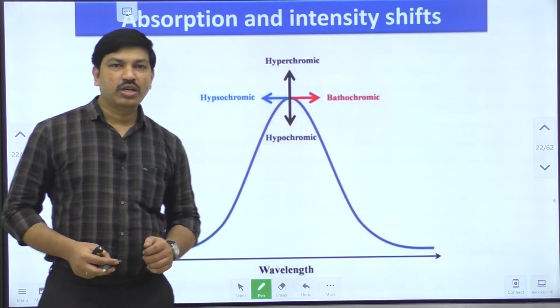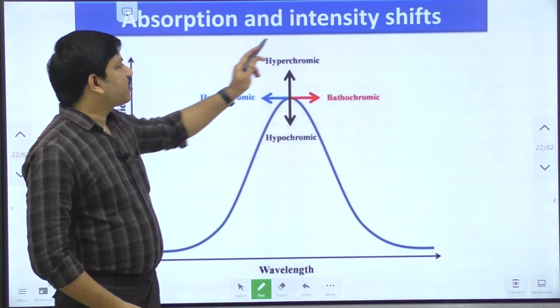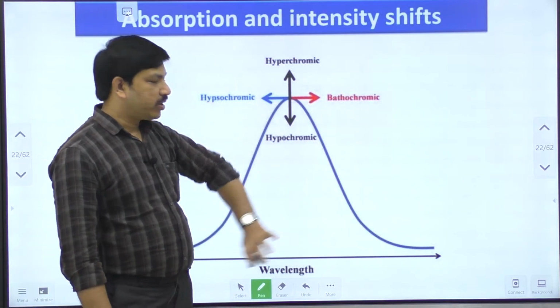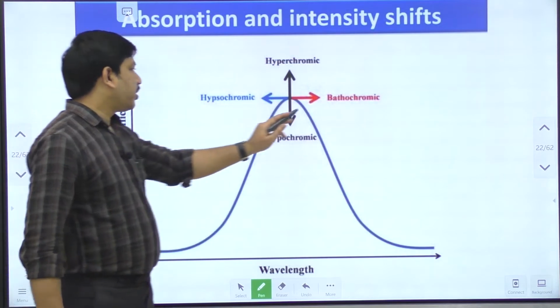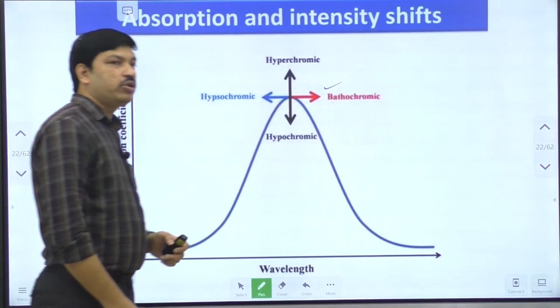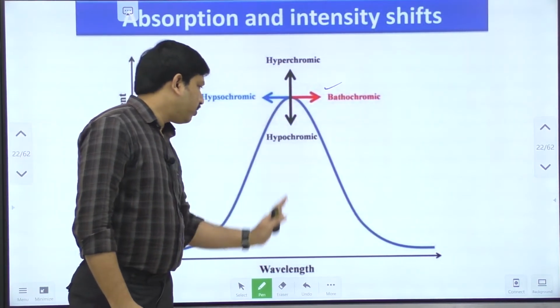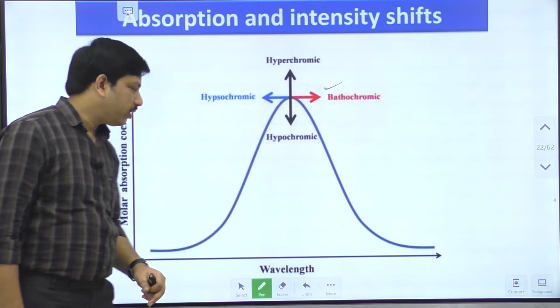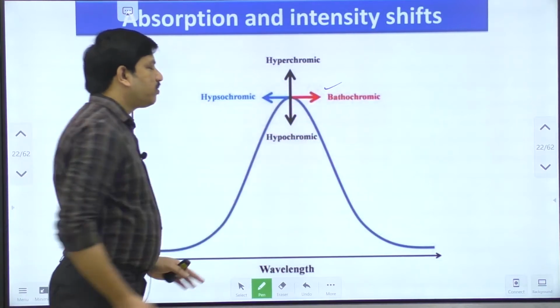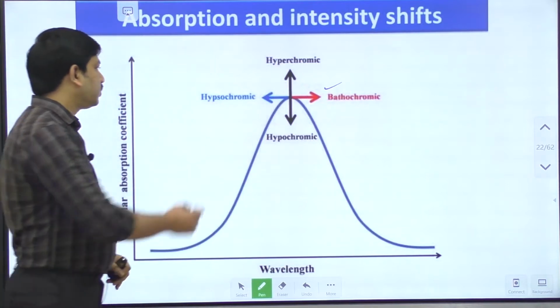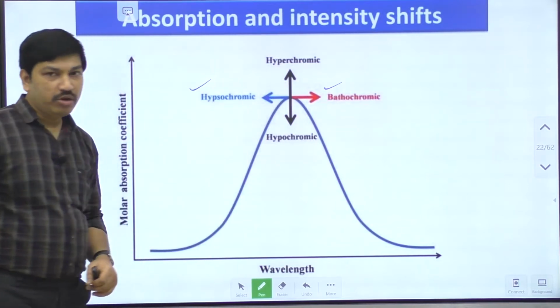So in our last session we discussed absorption and intensity shifts in the case of UV-visible spectra. There is a bathochromic shift. That means if the wavelength is shifting toward the higher wavelength, it is called a bathochromic shift. If the peak is shifting to the lower wavelength side, we define that as a hypsochromic shift.